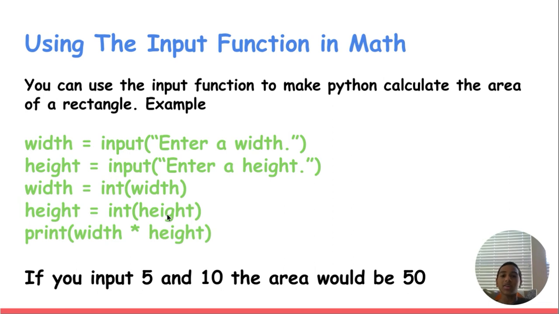You can use the input function to make Python calculate the area of a rectangle using width and height. So width equals input enter a width. Height equals input enter a height. Width equals integer width. Height equals integer height. Print width times height. So let's try this.